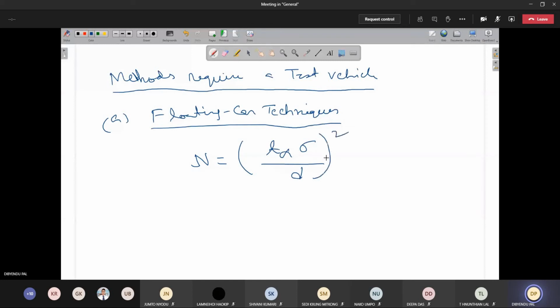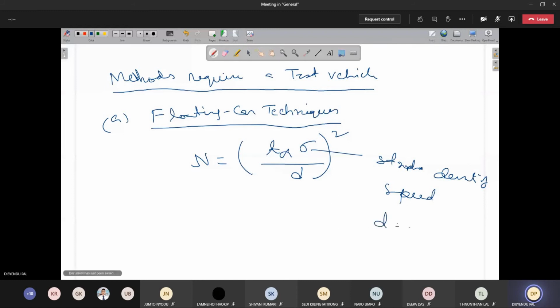Similar to the earlier equation, here n is the minimum sample size, or the minimum number of test runs to be carried out. Then what is sigma? Sigma is the standard deviation of the speed.